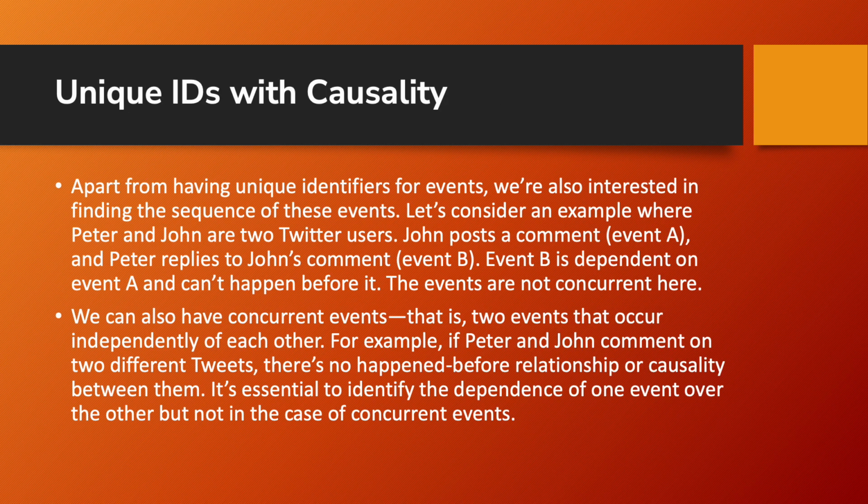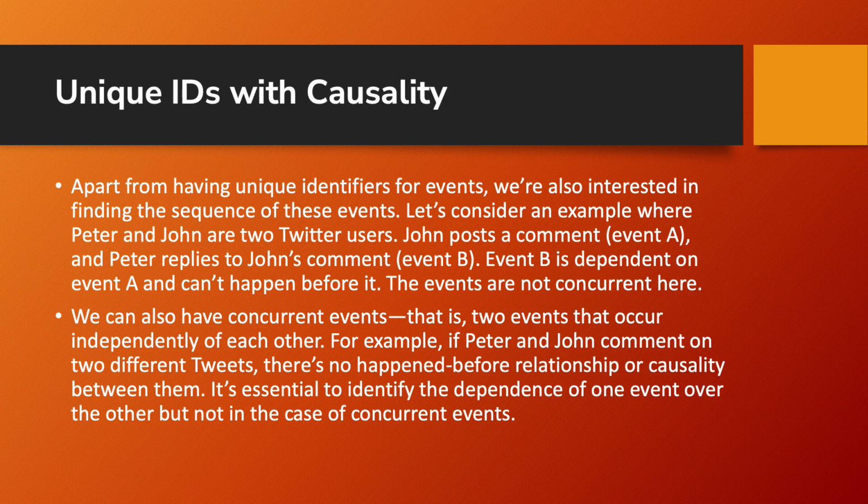Now, what if we have a unique ID with causality requirement? Apart from having unique identifiers for events, we are also interested in finding the sequence of these events. Let's consider an example where Peter and John are two Twitter users. John posts a comment, that is event A, and Peter replies to John's comment, event B. Event B is dependent on event A and can't happen before it. The events are not concurrent here.